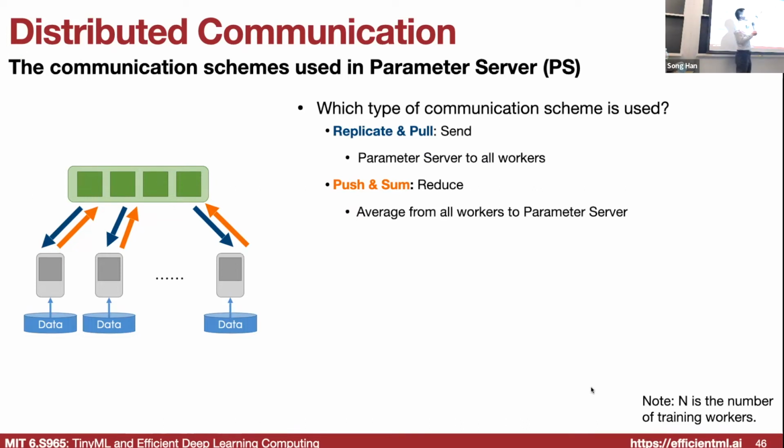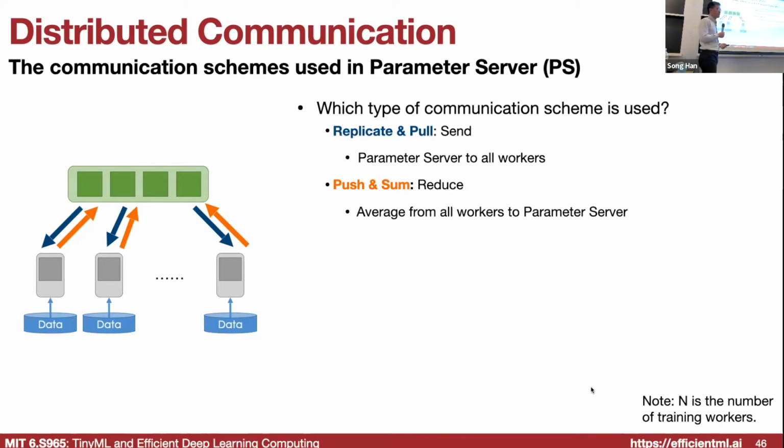Okay, so we can use this send primitive for pulling. The parameter server is going to send the weights to different workers. And for push and sum, we can use this reduce operation to average from all the workers to this parameter server. So we can use this reduce primitive.